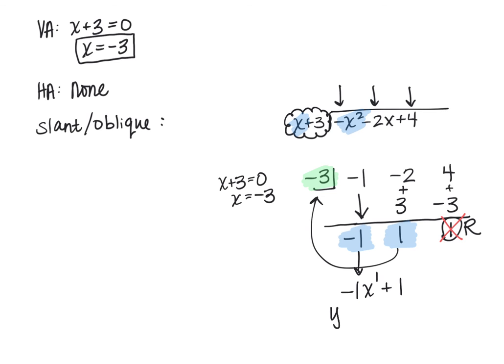In other words, this is the line y equals -x plus 1. And this is the equation for our slant or our oblique asymptote. Y equals -x plus 1 will be the slant asymptote for the given function.